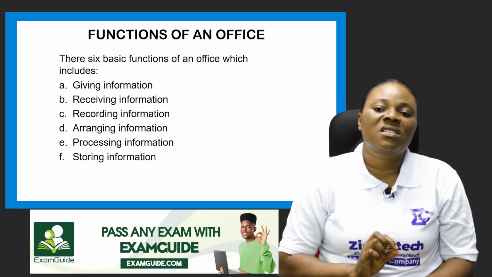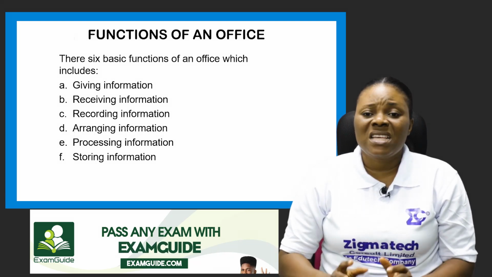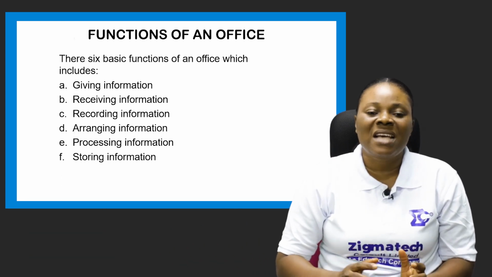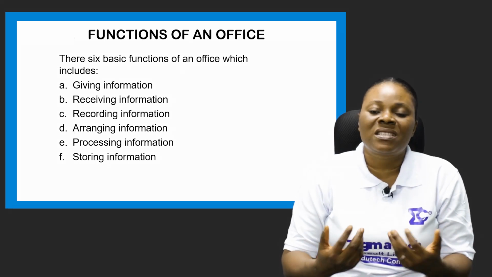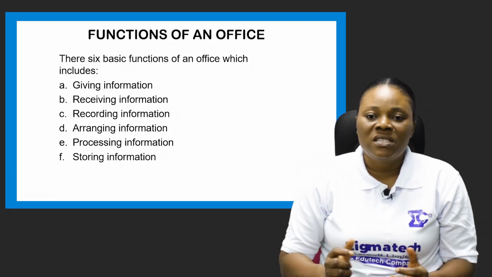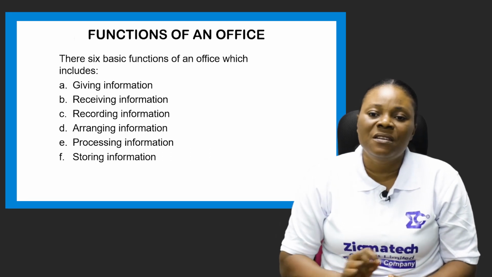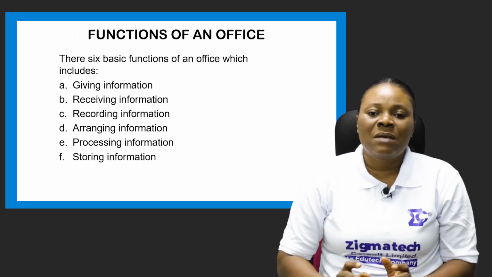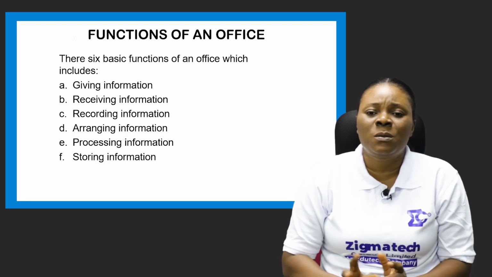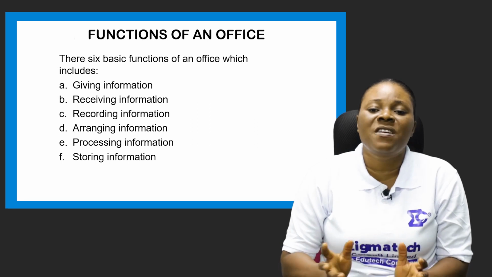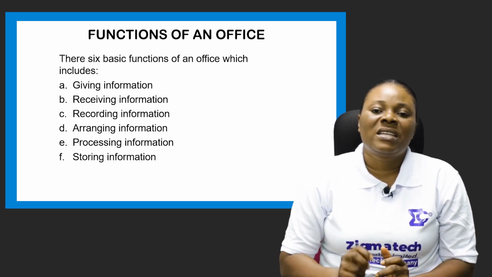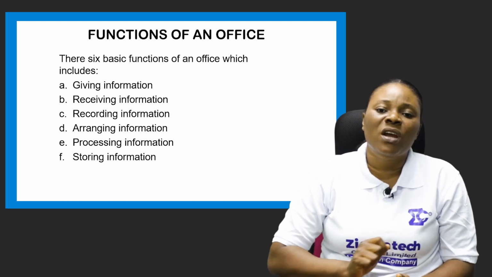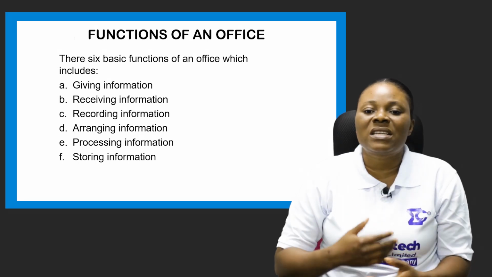The second one is receiving information. In as much as they give information, they also receive information. As they are giving you information, they also get feedback from you. They receive information, then they record information. Information received from you is recorded. Most times you visit an office or an establishment and you are given a form to fill. What are they trying to do? They are trying to receive your information, and not just receive it, they want to have it recorded so that they will be able to use it afterwards.